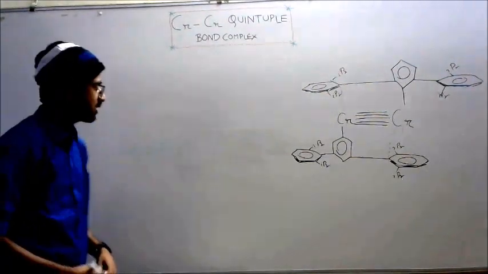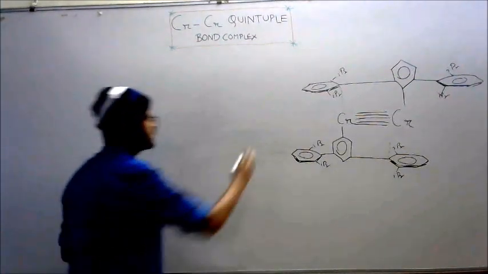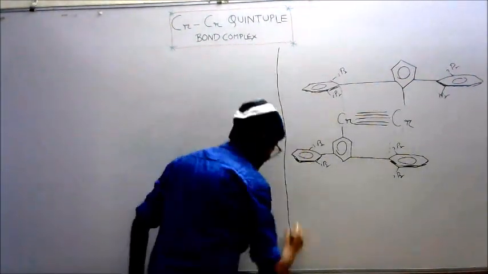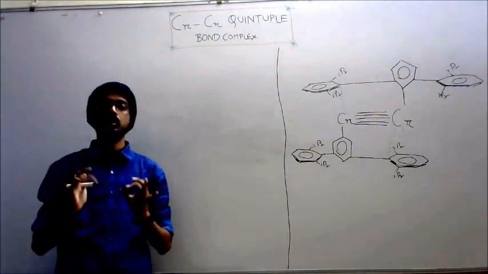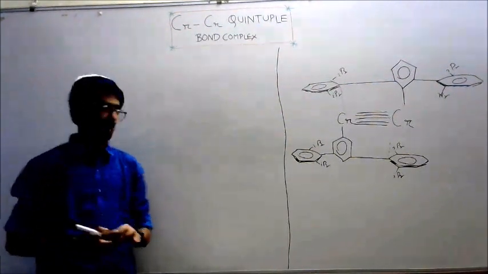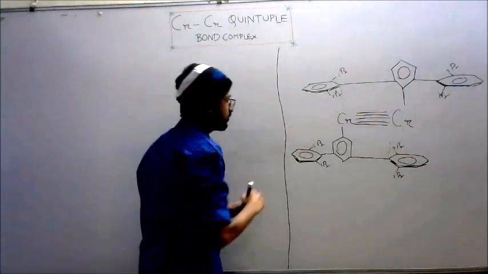Now, let me keep the structure aside, and now we will be studying the formation of this structure with the help of molecular orbital theory. Now we know that these substituents are actually similar to a phenyl substituent, right?